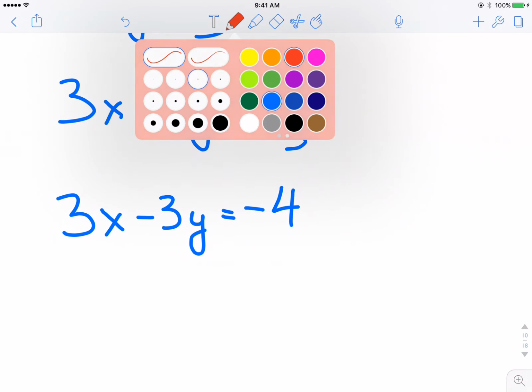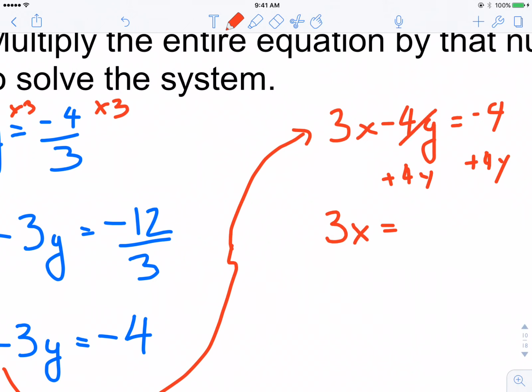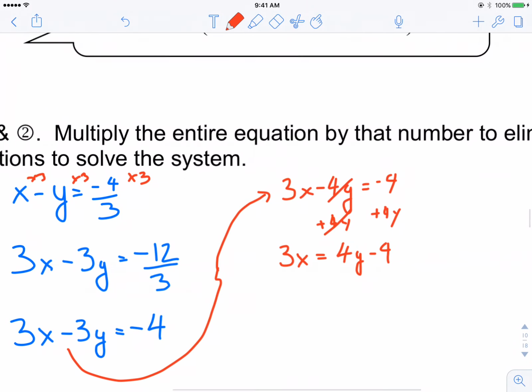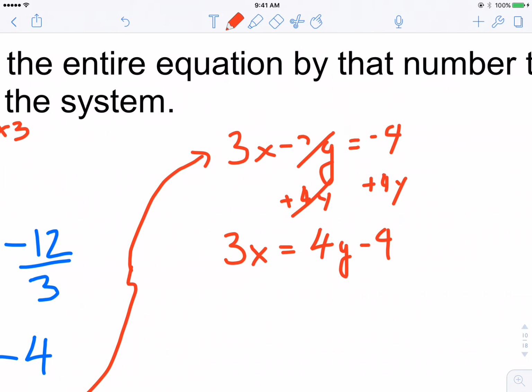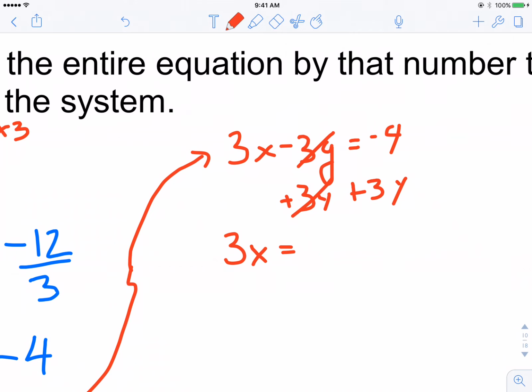Now I choose one of those equations and rearrange. This one looks a little bit simpler to work with, so I'm going to rearrange this. I'm going to solve for one of these variables. So I take my equation, 3x minus 3y equals negative 4. I'm going to solve for x, so this is going to be plus 3y, which gives me 3x is equal to 3y minus 4. Did I mess something up? I did, because it's not a 4y, it's a 3y. This should be a 3. This should be a plus 3y. And this should be a 3y. Minus 4. There we go.